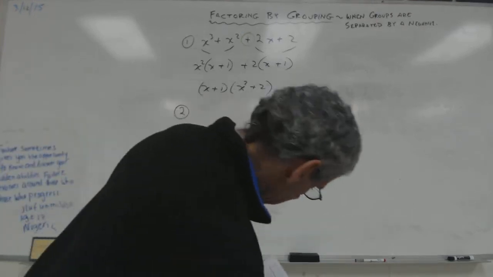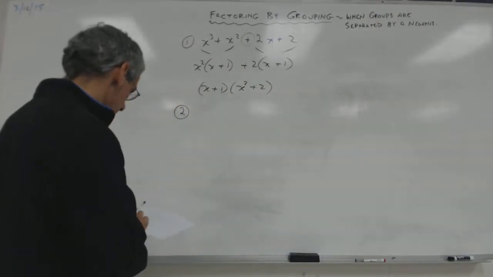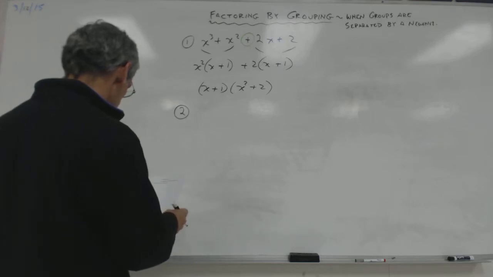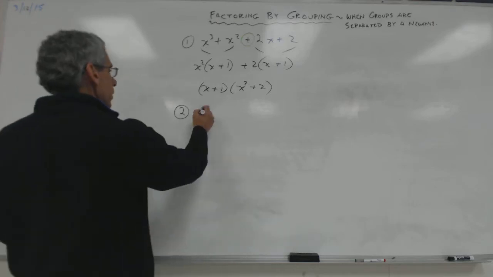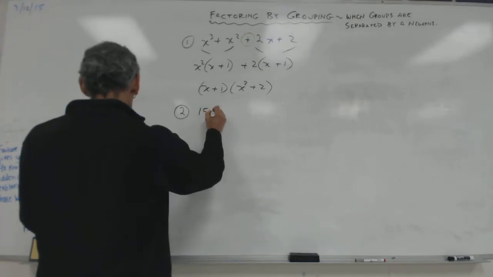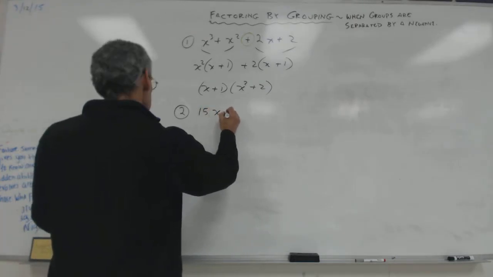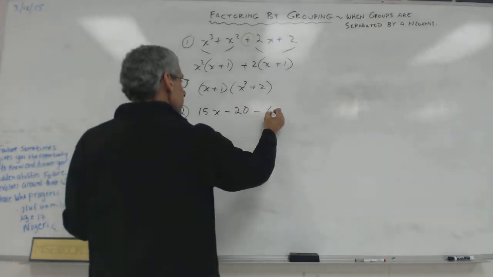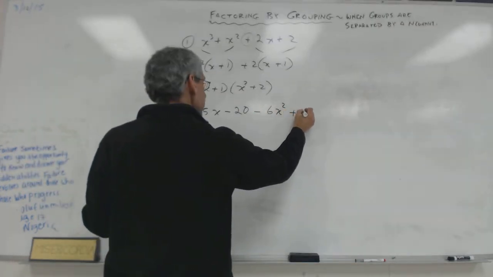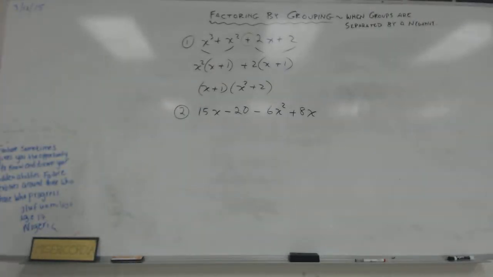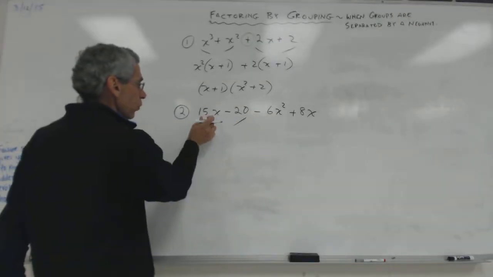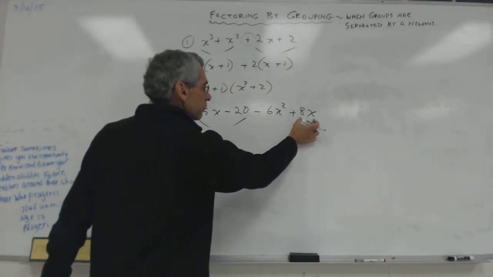Okay. So now let's look at one that has a negative sign. How about 15x minus 20 minus 6x squared plus 8x? All right, we still have our groups of two. It's 4 terms: 1, 2, 3, 4.